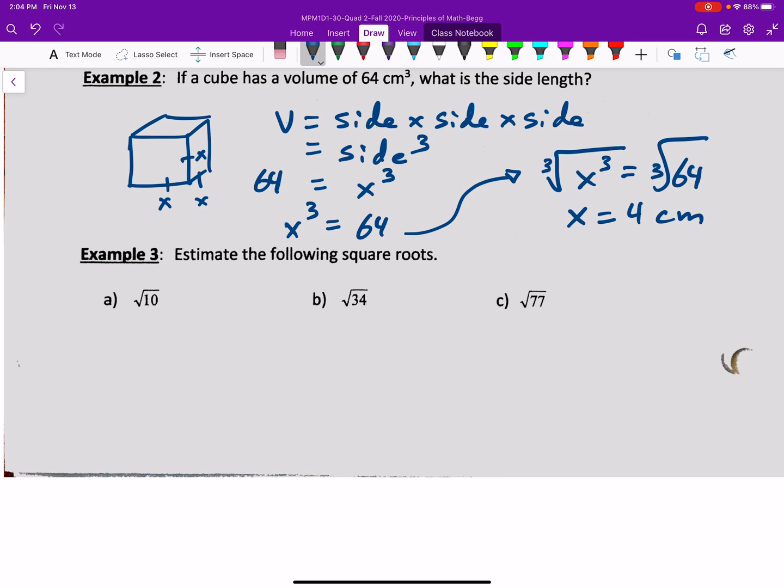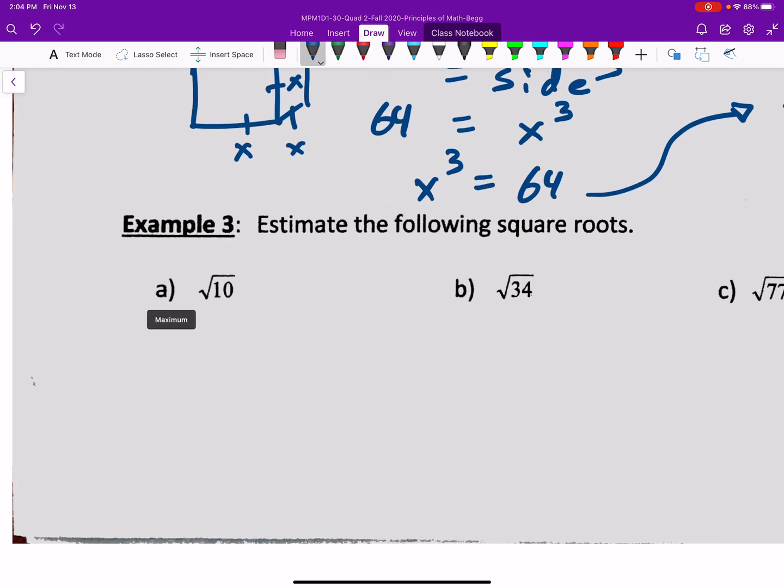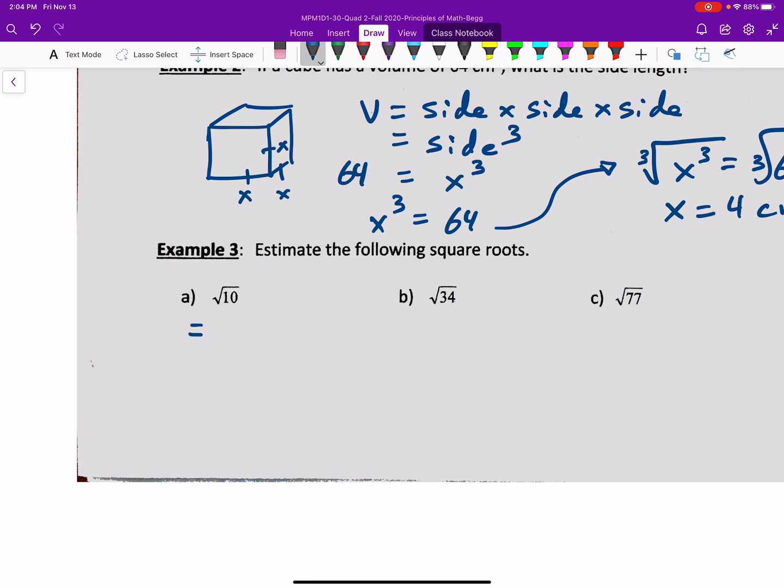Estimate the following square roots. Okay, estimate. So we're not going to jump straight to our calculator. We're just going to use a little bit of common sense and our knowledge of perfect squares. Hopefully you know that 3 times 3 equals 9, and 4 times 4 equals 16. And the reason I'm talking about them is because the square root of 9 is 3 and the square root of 16 is 4. So working those perfect squares backwards.